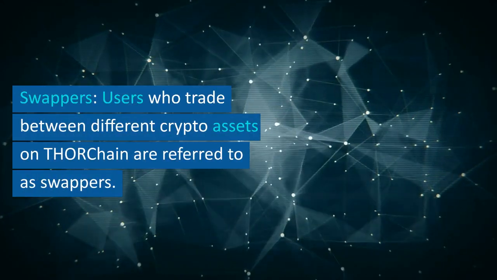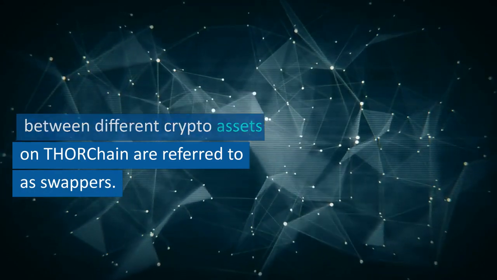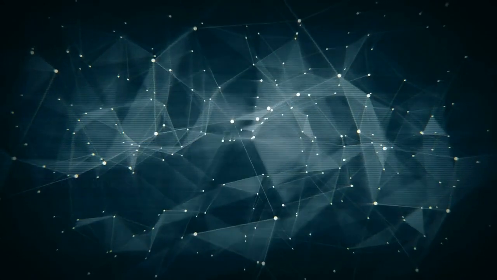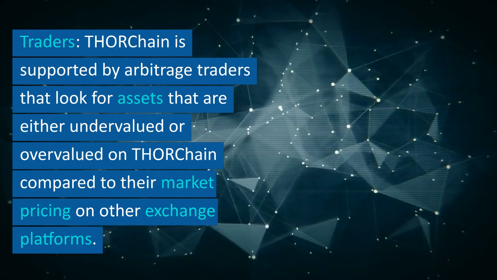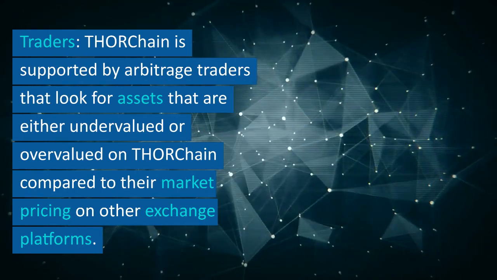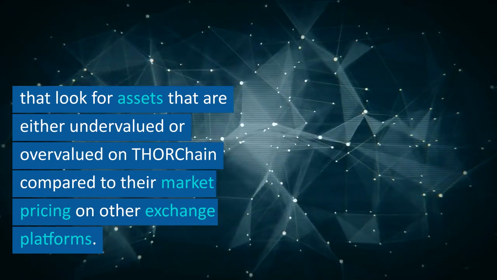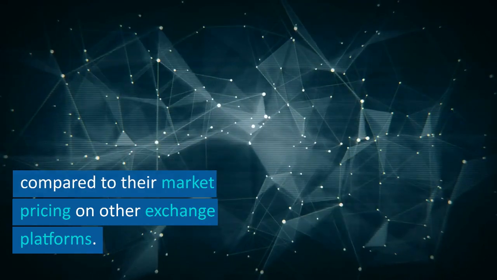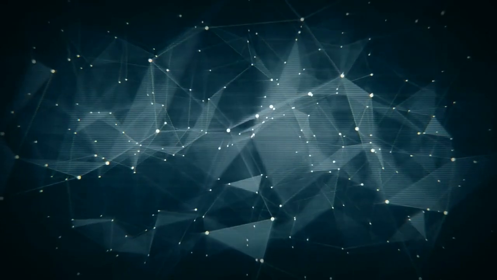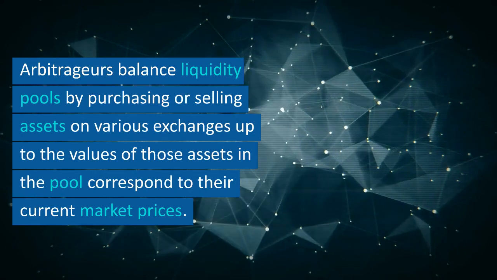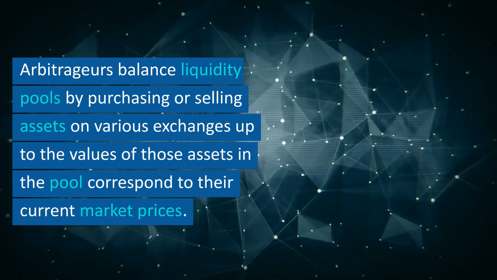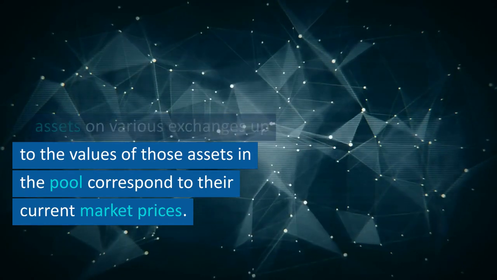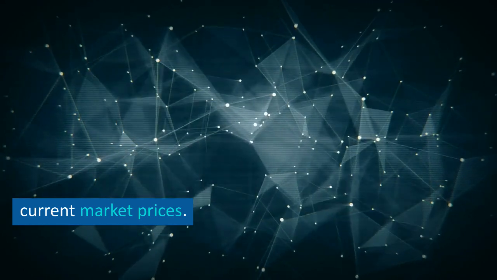Swappers. Users who trade between different crypto assets on THORChain are referred to as swappers. Traders. THORChain is supported by arbitrage traders that look for assets that are either undervalued or overvalued on THORChain compared to their market pricing on other exchange platforms. Arbitrageurs balance liquidity pools by purchasing or selling assets on various exchanges until the values of those assets in the pool correspond to their current market prices.